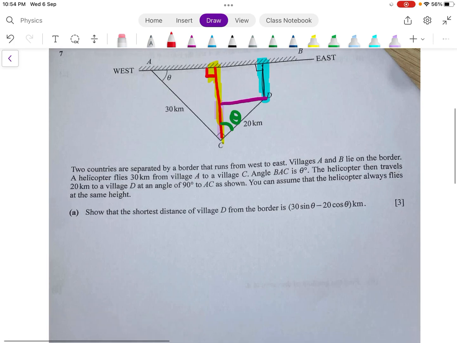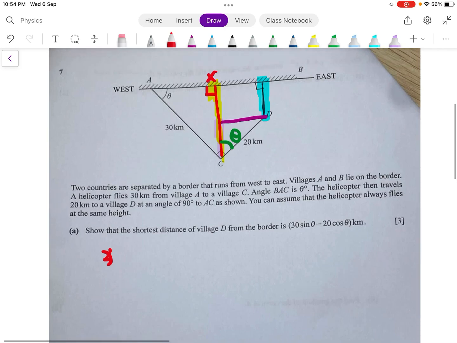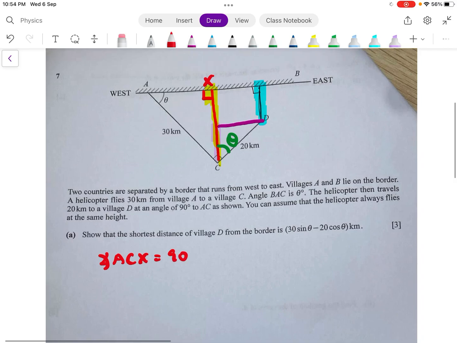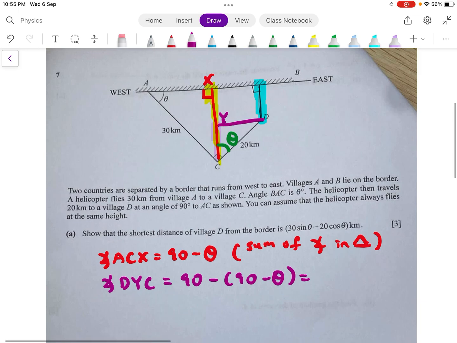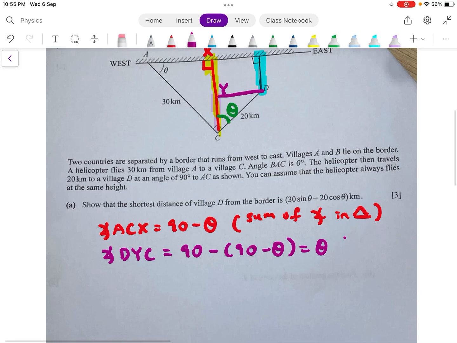So for example, angle AC, let's call this maybe X. So angle ACX is equal to 90 minus theta, because this is the sum of angles in a triangle. Then after that, let's call this maybe Y. So angle DYC is equal to 90 minus (90 minus theta). So this will give you theta. So this is a complementary angle.